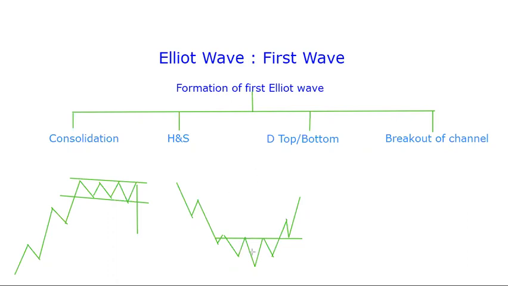So simply mirror this pattern to the upside, you will get the formation of a head and shoulder pattern on the top of the fifth wave of the uptrend, and the downtrend can begin, right? So that is the head and shoulder pattern. So that will mark as the first wave. Okay.